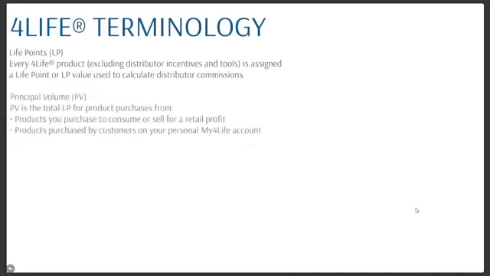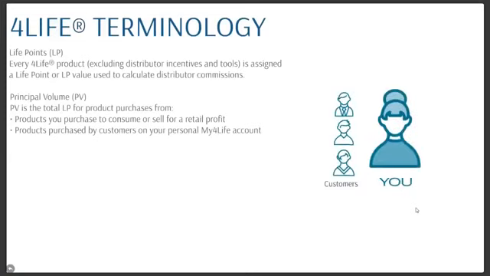The next term I want to talk about is principal volume, or PV. Principal volume is the total LP from product purchases from everything that you purchase for yourself to consume or sell for a retail profit, and also products that are purchased by customers on your personal My4Life account. Also, legacy customer orders would be included in this principal volume.